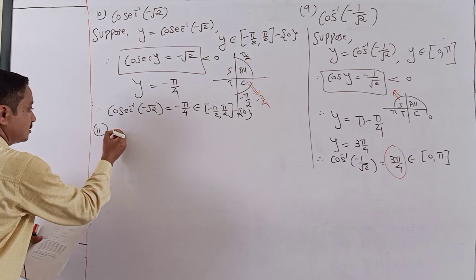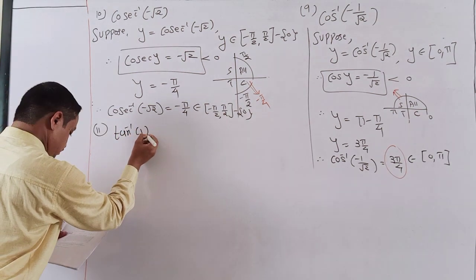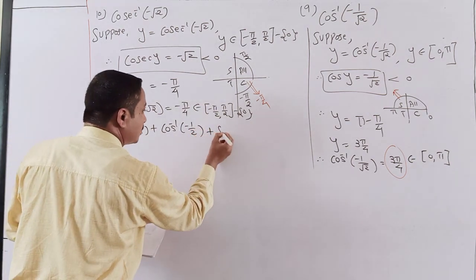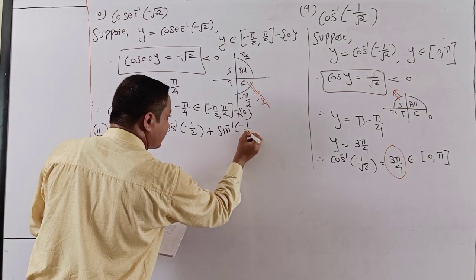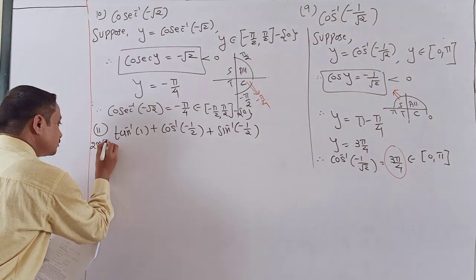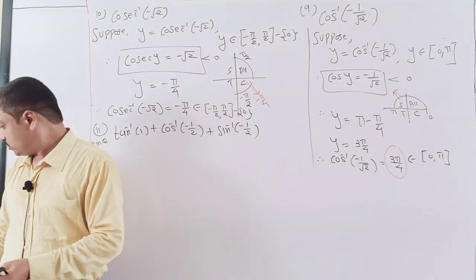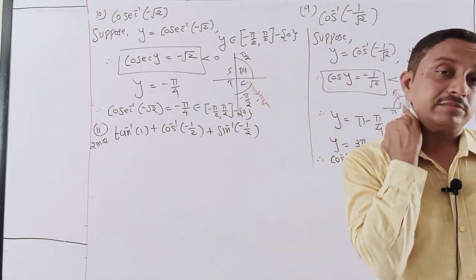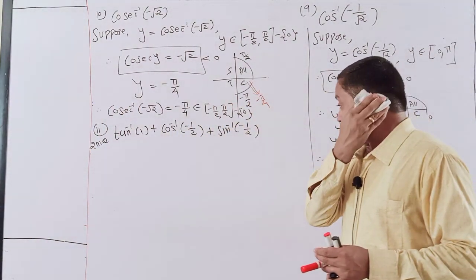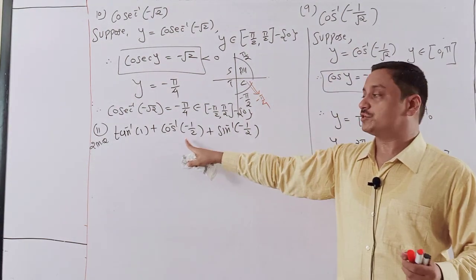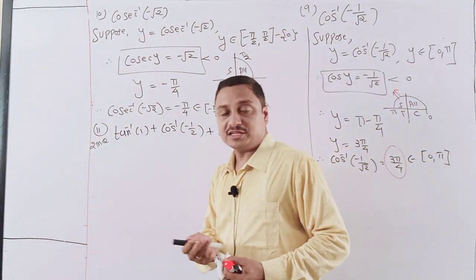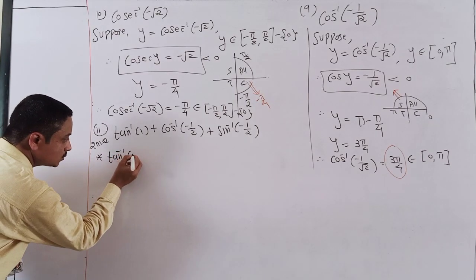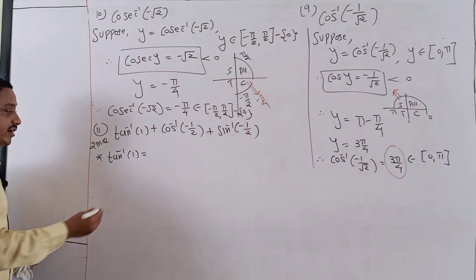2-mark question: tan inverse 1 plus cos inverse minus half plus sin inverse minus half. It's a 2-mark question, students. So same as before, one by one, I calculate by the rule of our properties: tan inverse 1, cos inverse minus half, and sin inverse minus half. First I explain tan inverse 1, students. Yes, it is 45 degrees.